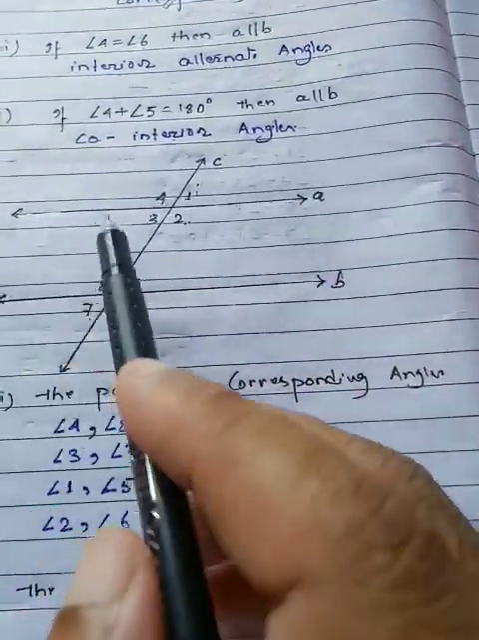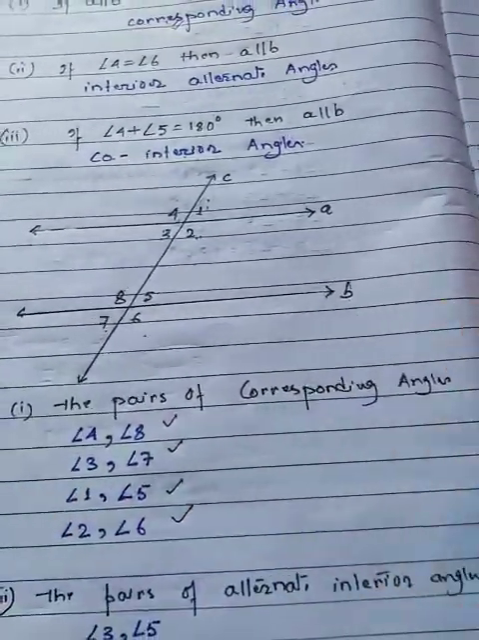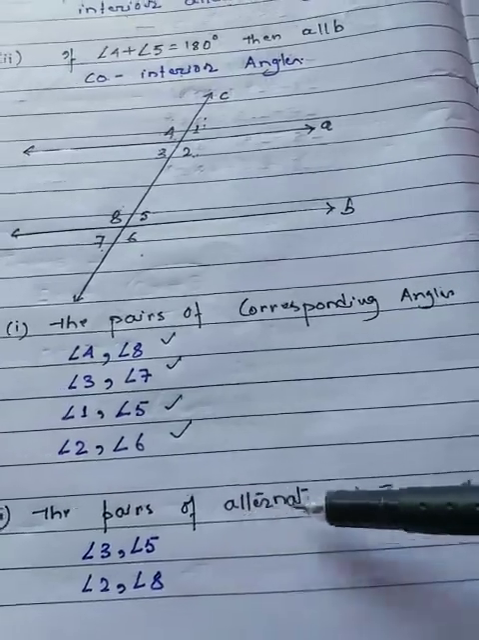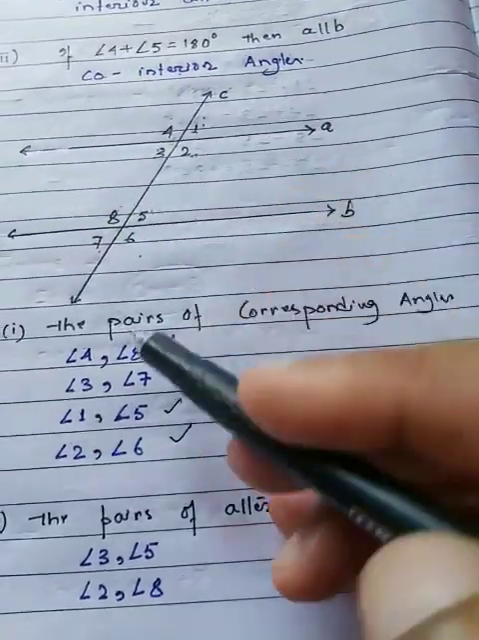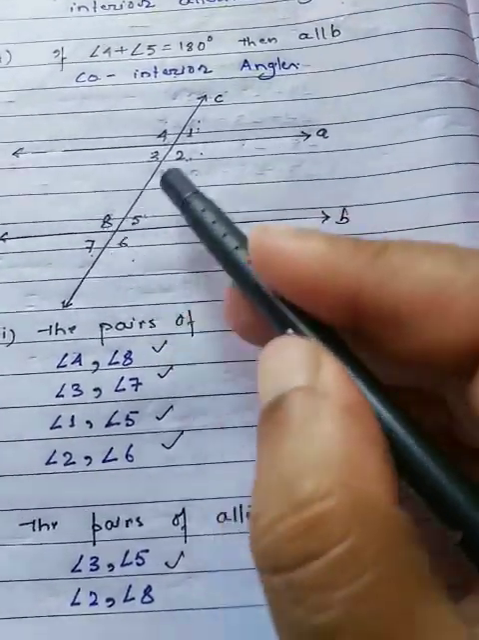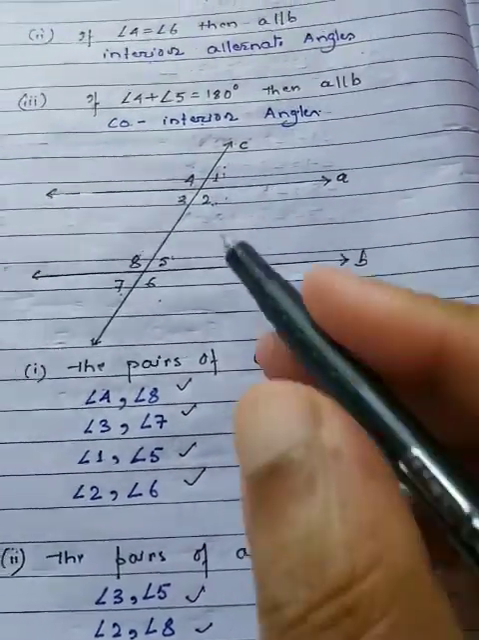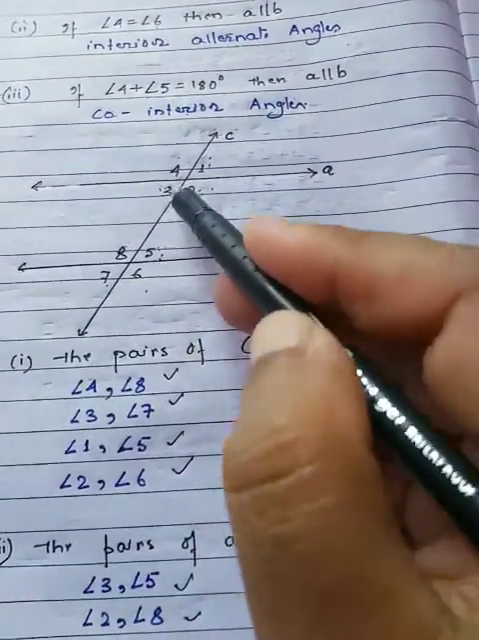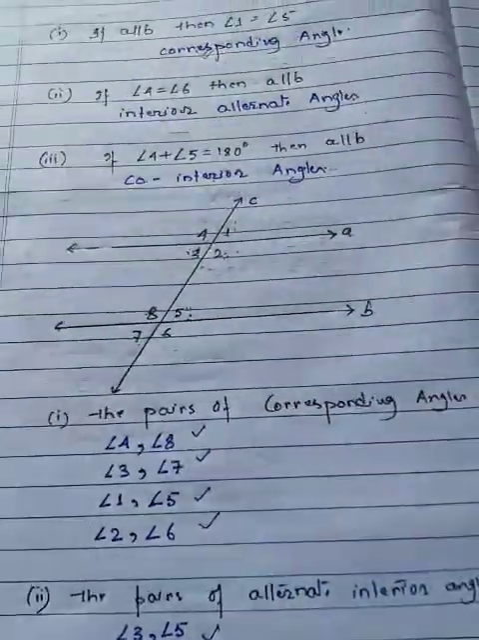Alternate interior means anything interior, so we have to look inside the parallel lines. Interior alternate angle means 3 and 5, isn't it? See, 3 and 5, 2 and 8. So these are alternate interior angles: 3 and 5, 2 and 8.